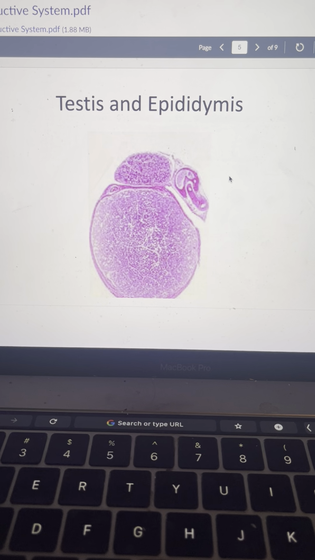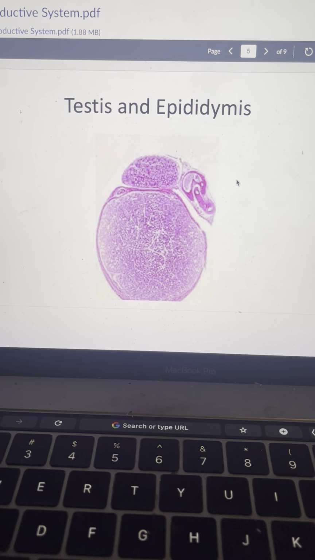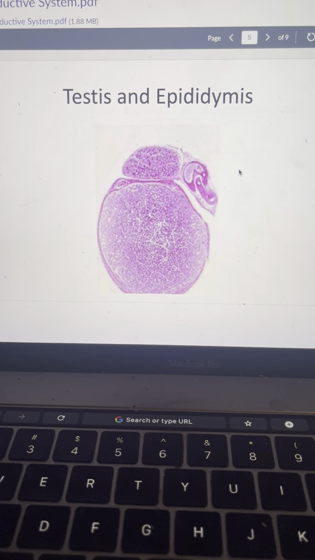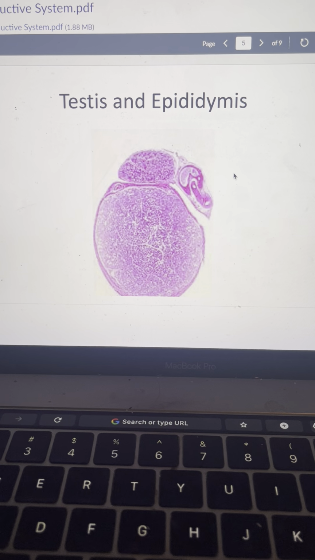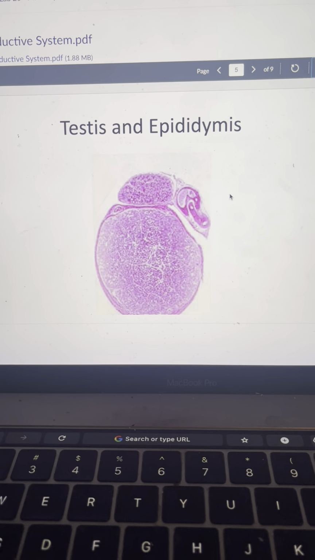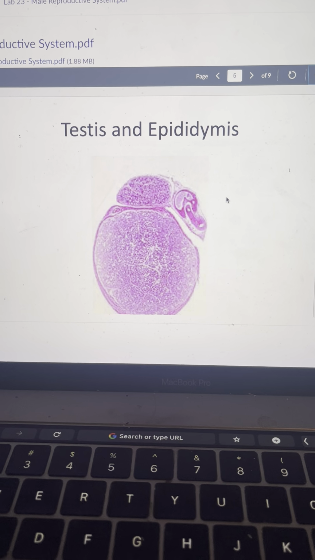Hello everyone, today I'm going to be going over some of the structures of the testes and epidermis, specifically the histology portion, just because I feel like a lot of us might struggle more with understanding the different structures of the histology portion of the lab. So I just want to go over the histology of the testes and epidermis mainly.